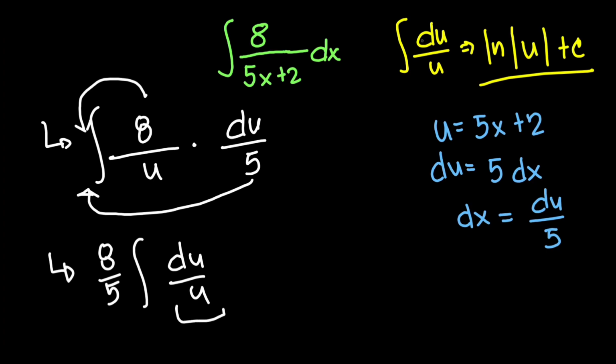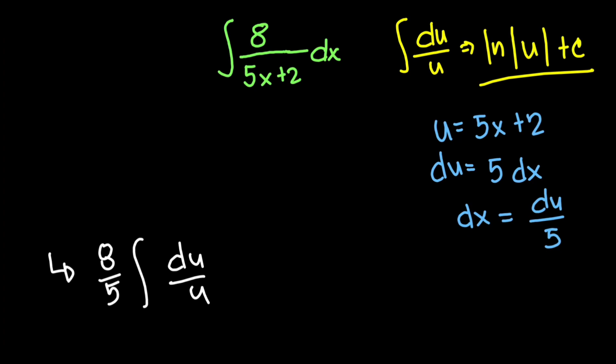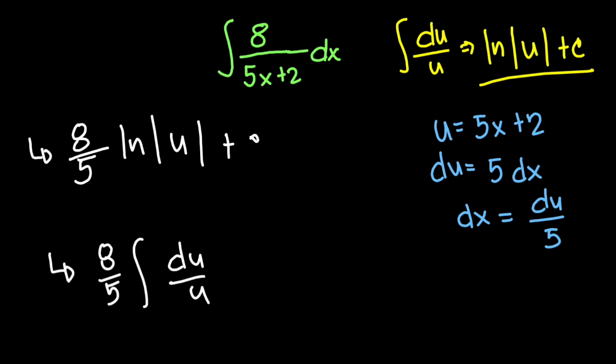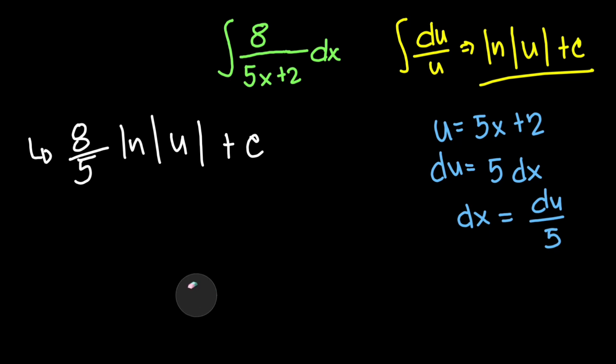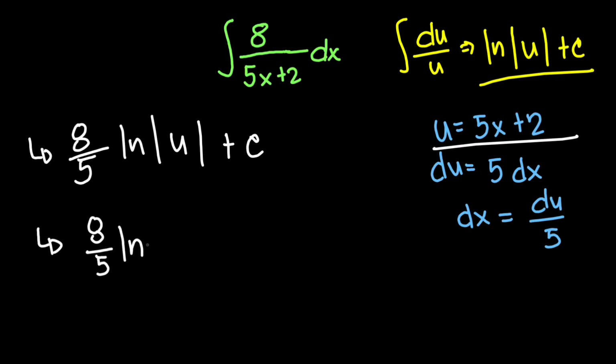And now you can see here, it is now according to the formula. So we can now integrate this. And so the answer would be 8 over 5 multiplied by ln of the absolute value of u plus c. And so the last step would be to substitute u back into its original form. So this would be equal to 8 over 5 ln the absolute value of 5x plus 2 plus c.